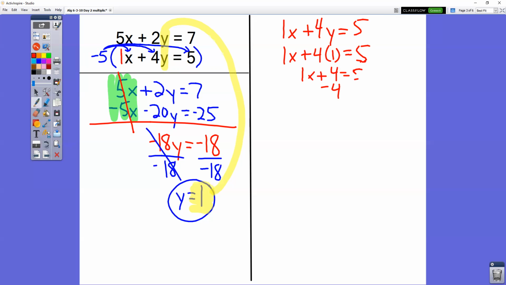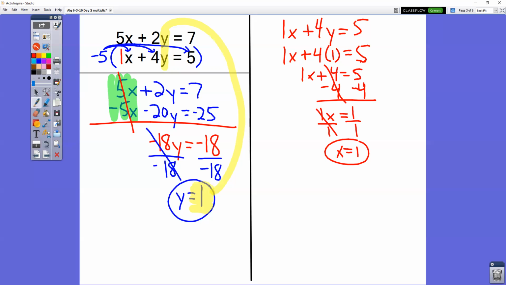Minus 4, minus 4. So solving this equation, 1x equals 1, divide by 1, divide by 1, and you get x equals 1. So my two answers are x equals 1 and y equals 1.